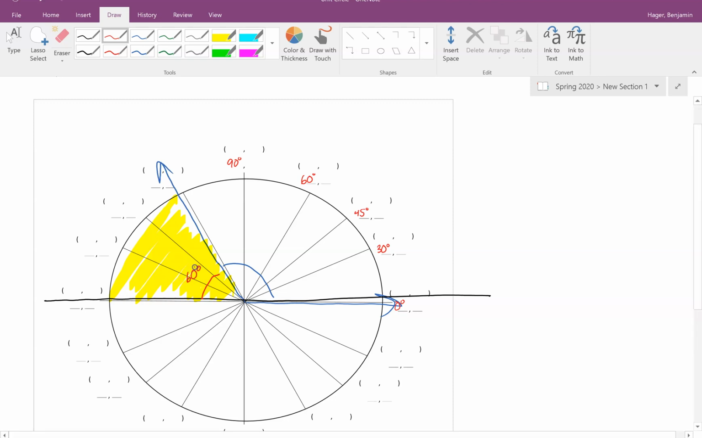So this reference angle is 60 degrees. I know that if I were to go all the way around half the circle, half my pizza would be 180 degrees.